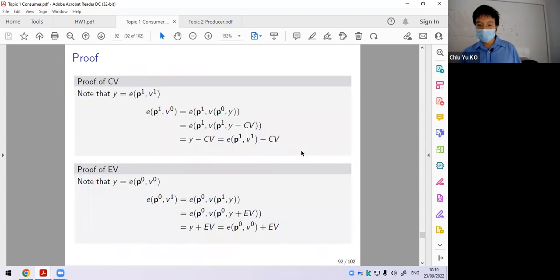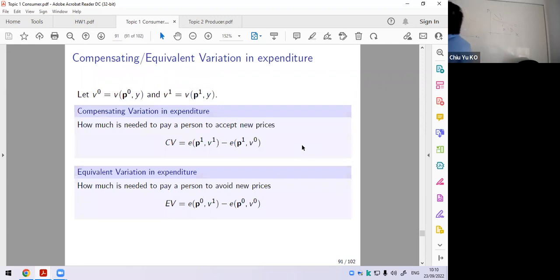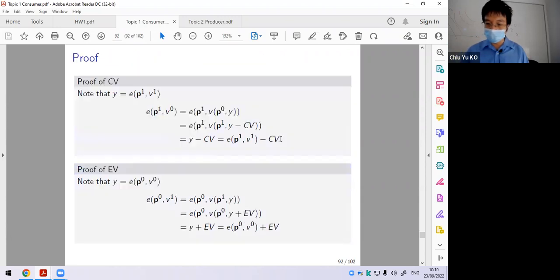So just to remind you of the terminology, right? It's just like compensate, that's why you say starting at the new price. How much I need to compensate, and equivalent is like there's no change, that's equivalent to the changes. So that's how the term comes in. I hope that is clear.